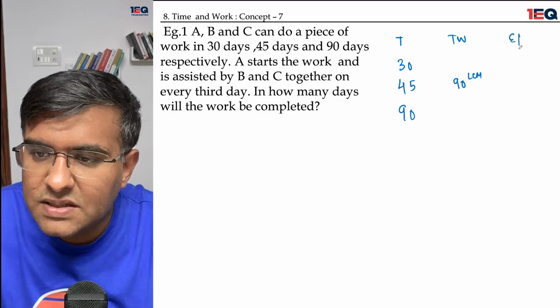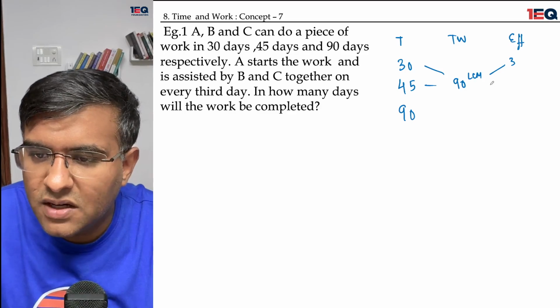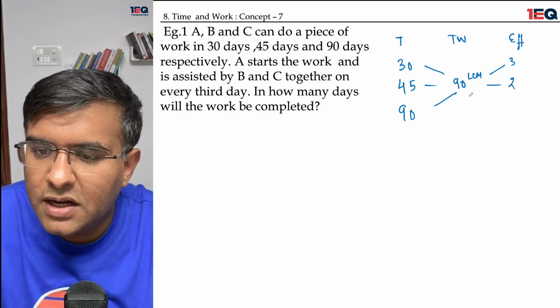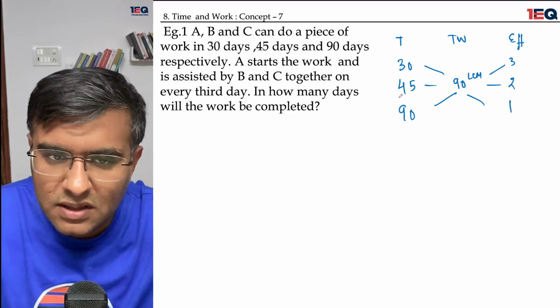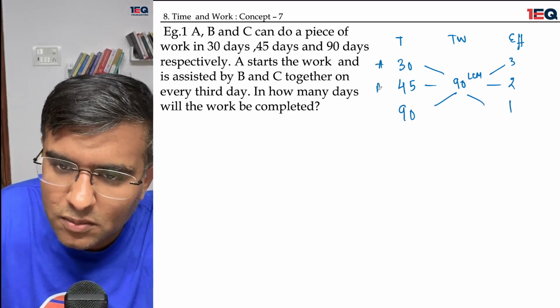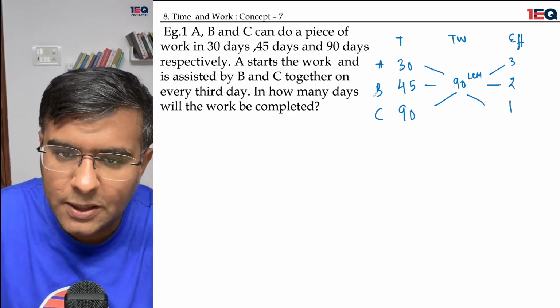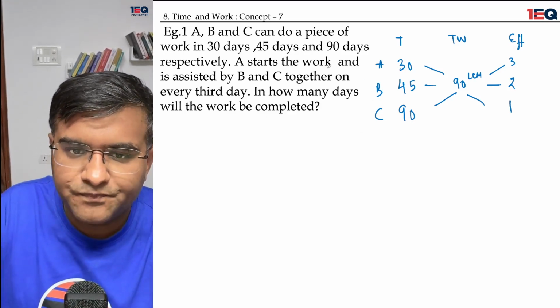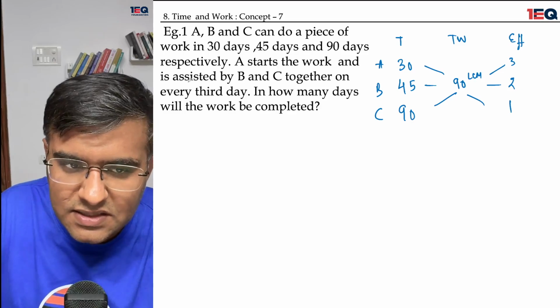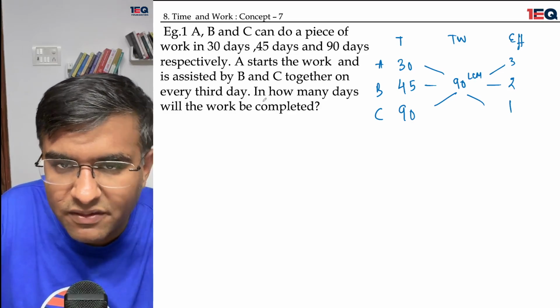Talking about the efficiencies, 90 divided by 30 gives me 3. 90 divided by 45 gives me 2. 90 divided by 90 gives me 1. These are the efficiencies of A, B, and C separately. A starts the work and is assisted by B and C together on every third day.